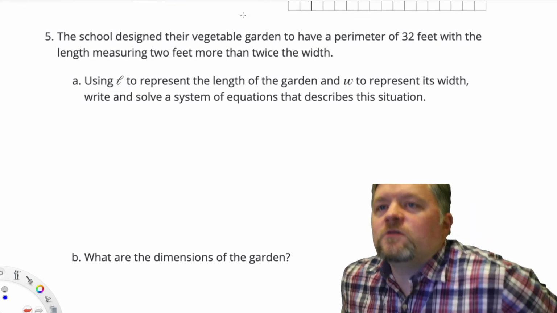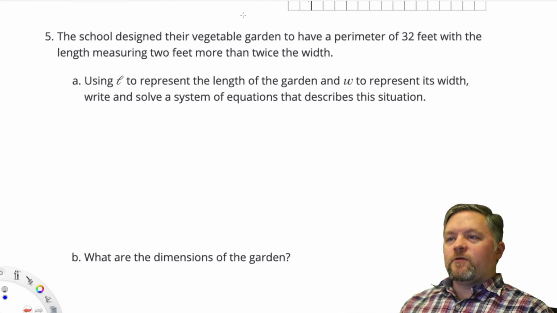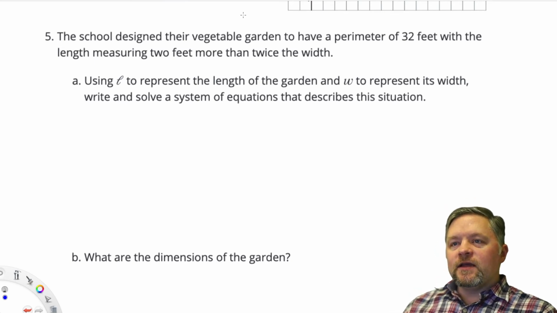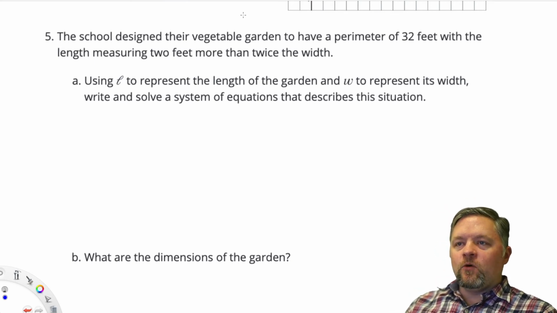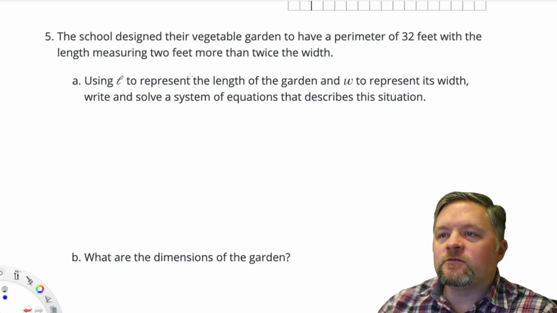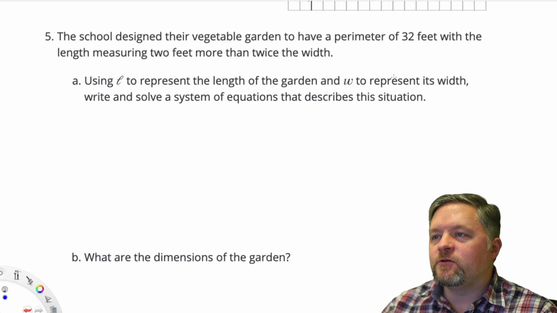The school designed their vegetable garden to have a perimeter of 32 feet, with the length measuring 2 feet more than the width. Use L to represent the length of the garden and W to represent its width. Write and solve a system of equations that describes this situation.